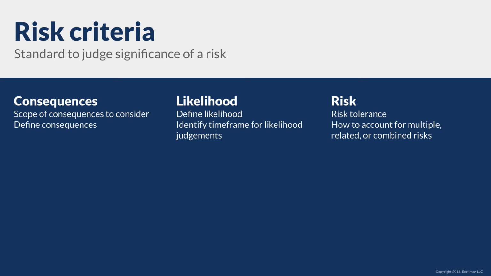Our risk criteria should include the overall risk rating as well as the independent variables, likelihood and consequences. It is not unusual, for example, to tolerate high likelihood, low consequence risks more than low likelihood, high consequence risks, even though they are mathematically the same.